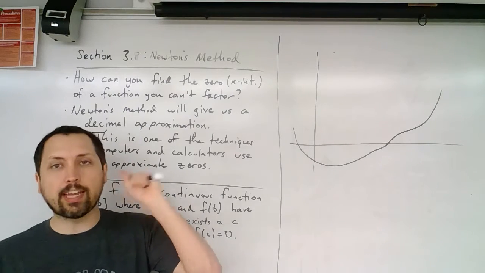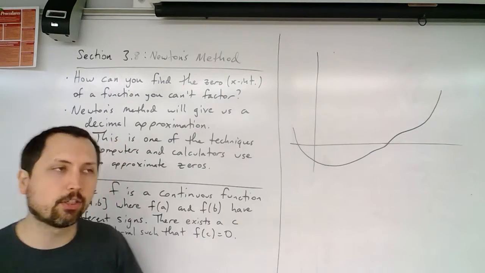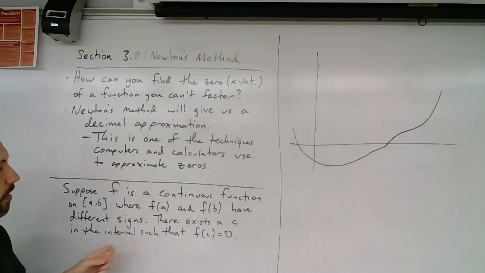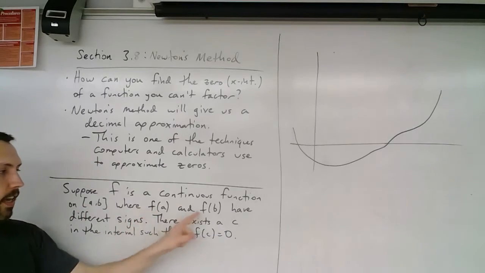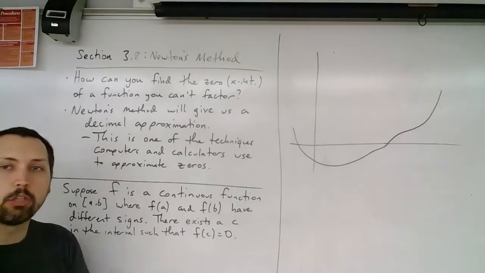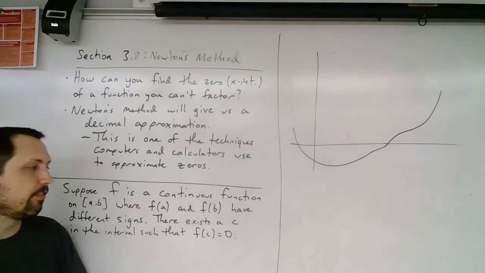We're going to work through the intuition behind Newton's method so you can see how this works. But before we get there, I want us to remember this statement. Suppose f is a continuous function on the closed interval a to b, where f of a and f of b have different signs. So one is going to be positive, the other negative, and it doesn't matter which. Then there exists a value c in the interval such that f of c is equal to 0.